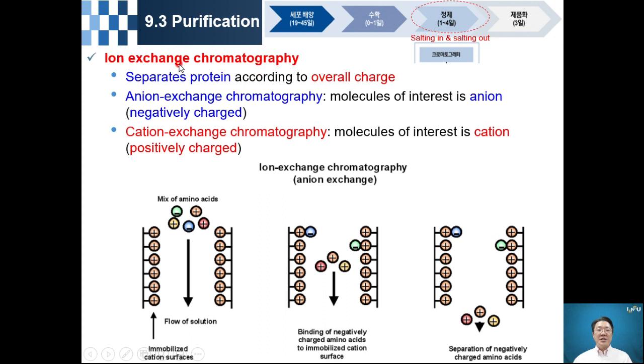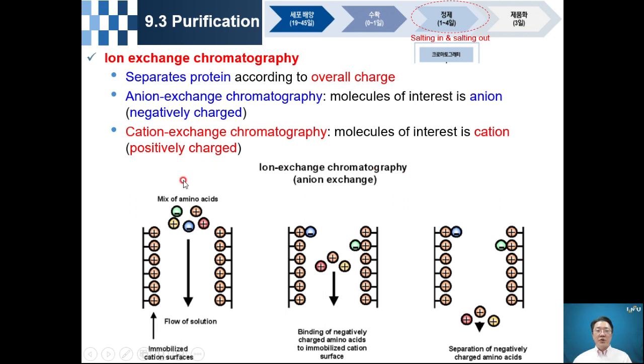Ion exchange chromatography can separate proteins according to their overall charges, whether they have plus charges or minus charges. Two different kinds of ion exchange chromatography are available. The first one is anion exchange chromatography, and the second one is cation exchange chromatography. For example, in anion exchange chromatography, the molecule of interest is an anion, so negatively charged. How about cation exchange chromatography? The molecule of interest is a cation, positively charged.